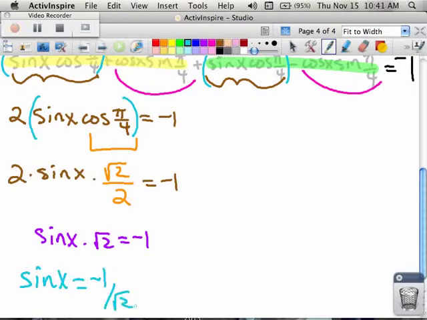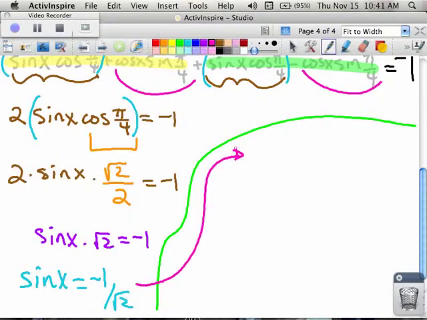Wait, hold on. Don't tell us the answer yet. You can't have the square root of 2 on the bottom. So I'm going to rewrite it by rationalizing the denominator, which means I really now have the sine of x equals negative square root of 2 over 2.